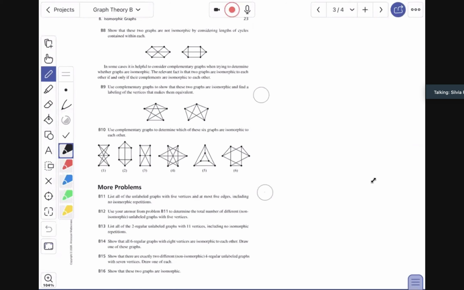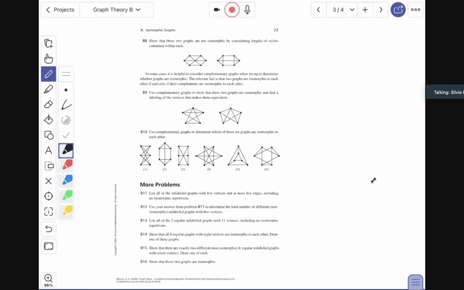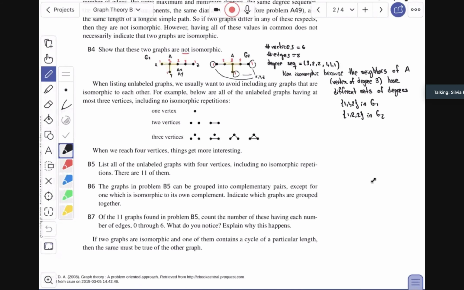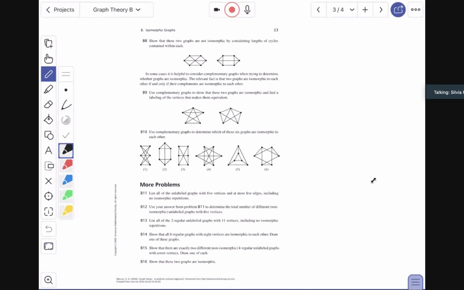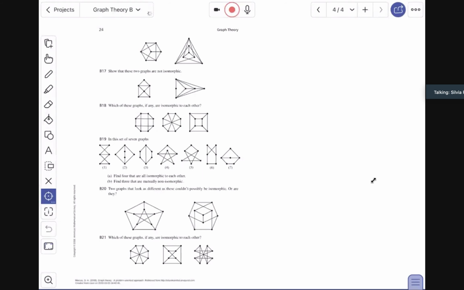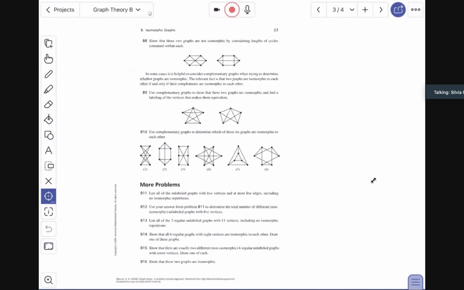Next time we'll go over B5 through B10. So take a look at these other ones. See if you have questions on them. See if you can solve some of them. I will assign some of them next time. But take a look, let me know, and we'll go over the others and whatever questions you have. We'll finish with isomorphisms next time, and then I'll tell you a plan for what's next.